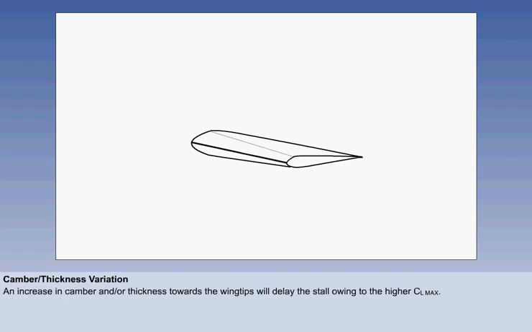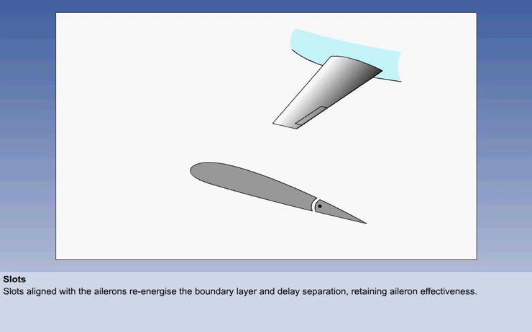Another method is to vary the aerofoil section across the span, so that the sections near the tip have greater thickness, greater camber, or both. The higher CL max of such sections delays the stall at the tips. Leading edge slots at the wingtips re-energize the boundary layer by increasing its kinetic energy. The result is an increased CL max, delaying separation at the tips and retaining aileron effectiveness. The function of slats and slots is fully described in the lesson on high lift devices.